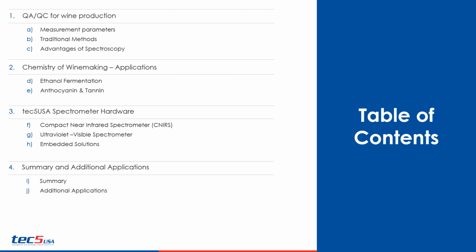And then I will discuss some of these application details, including ethanol fermentation, anthocyanin, and tannin, as well as additional potential parameters. And then I will discuss Tech5 USA specific hardware and then summarize, and at that time, take any questions that you may have.